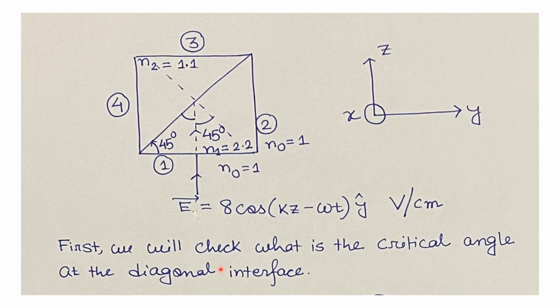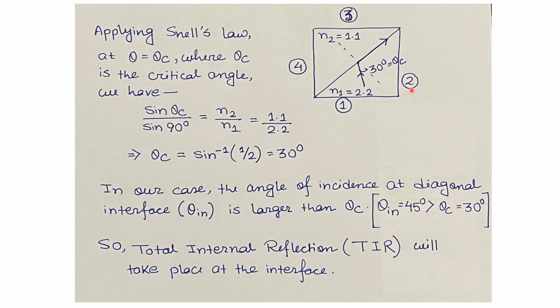Hence, we'll first check what is the critical angle at the diagonal interface. Now, in case of total internal reflection from an interface, if the EM wave is incident on the interface at an angle equal to the critical angle theta c, then after reflection, the EM wave will travel along this interface. So the reflection angle is 90 degrees. To find this critical angle in our case, we'll use Snell's law.